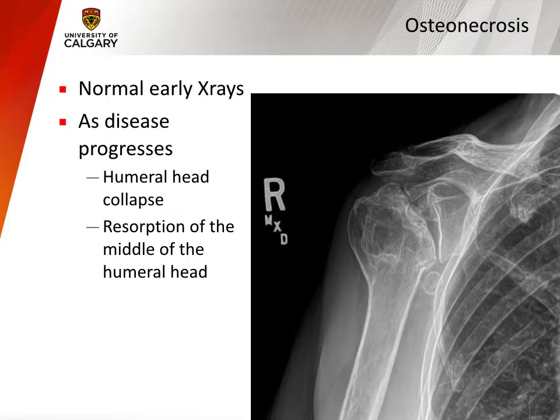Osteonecrosis is another etiology you can diagnose straight off x-ray. Early in this disease process, if you're seeing them for a painful shoulder, it may be normal x-ray findings, but as it progresses, you can see humeral head collapse and resorption of the middle of the humeral head, as well as other findings such as osteophytes and sclerosis if they've had prior trauma.